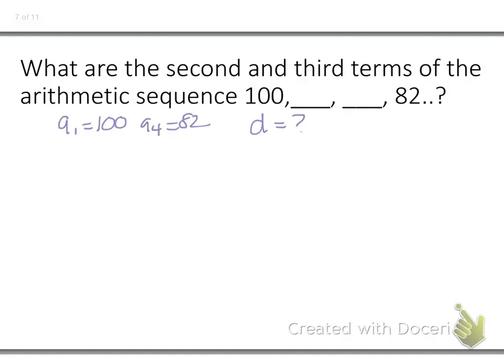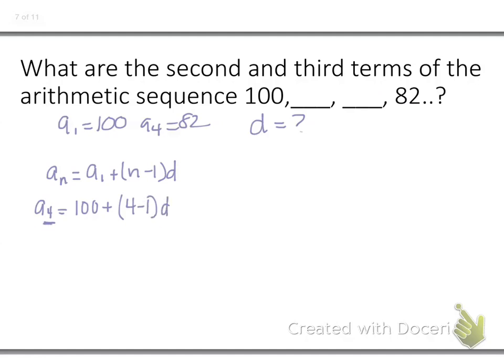So it's a sub n equals a sub 1 plus n minus 1 times d. I know my a sub 4 here. I don't want to plug in a sub 1 for the left side, because then I'd have it occurring twice and that doesn't make sense. Then I have my a sub 1 representing 100. My n is being replaced with that 4. Right now I still have a sub 4 and d.